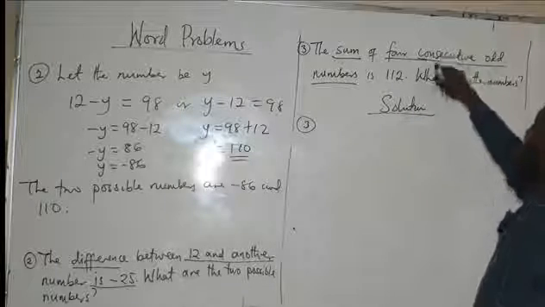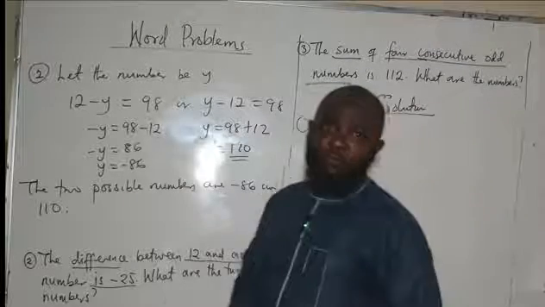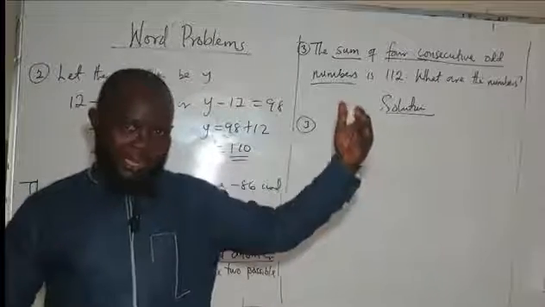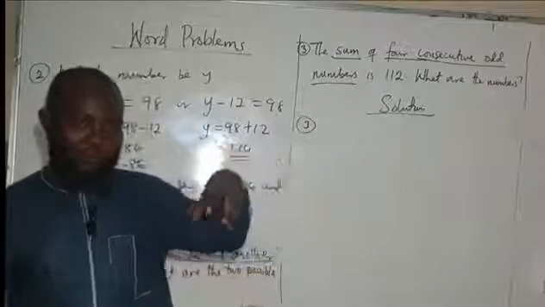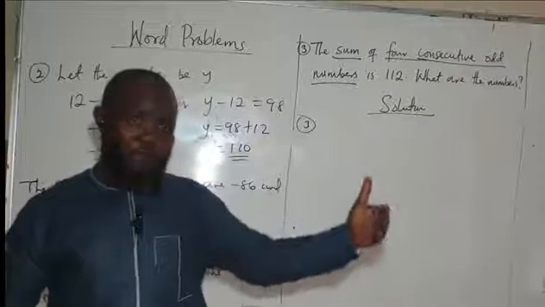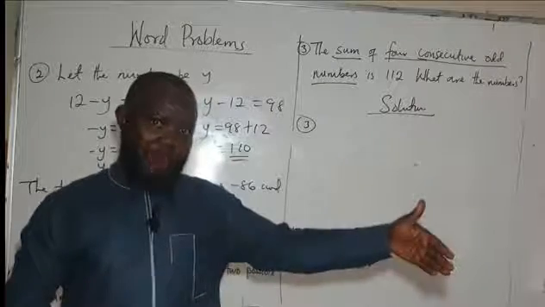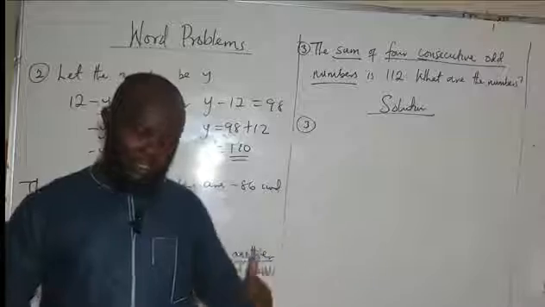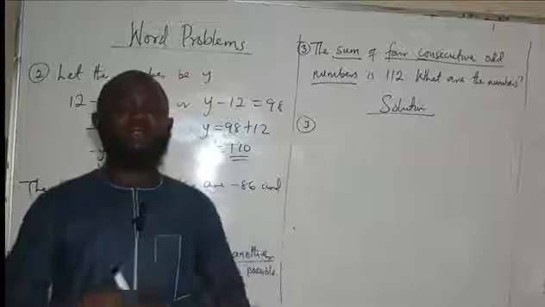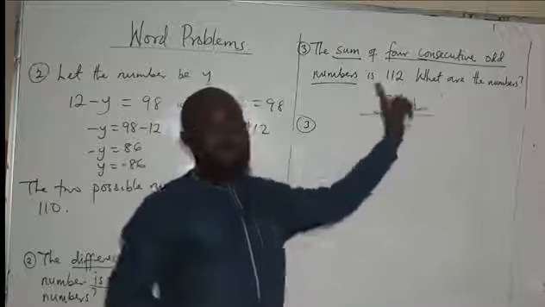Now we need to ask ourselves, what are consecutive numbers before we go to odd numbers? Consecutive numbers are numbers that follow one another without any break. For example, if you start from 2, the next number after 2 is 3. After 3 is 4. After 4 is 5. What if you have 2, 4, 5, 6, and then 10? The numbers are not consecutive. They are not in order. Is that clear? But if the question is asking for odd numbers, not ordinary numbers, you have to be very careful.